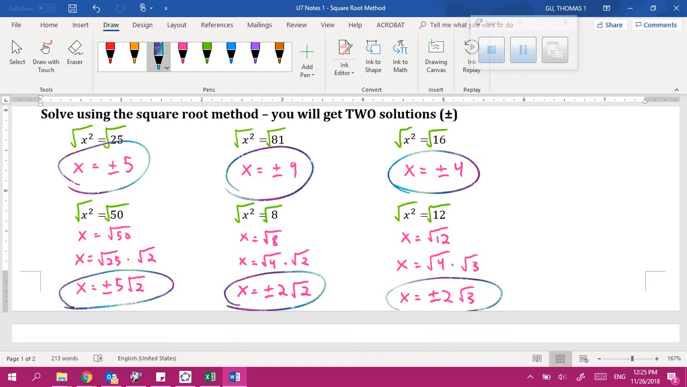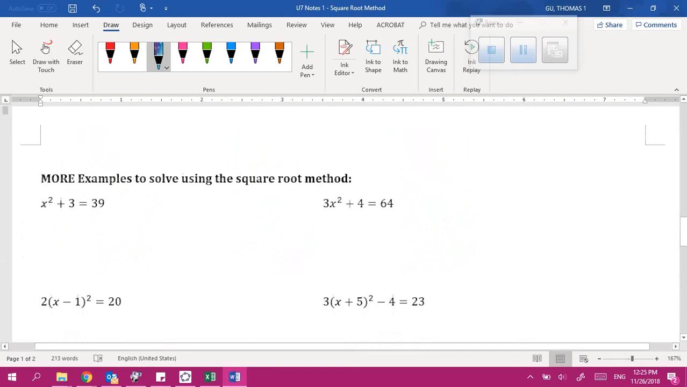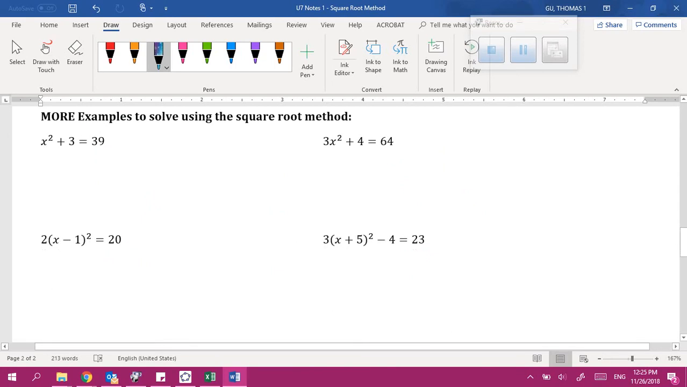All right, so let's go to the back page now. These are some multi-step problems on the back page. More examples to solve using the square root method. So, the instructions tell you that you're using the square root method, so all of these problems you can solve using the square root. So, on x squared plus 3 equals 39, remember we're trying to get x by itself.